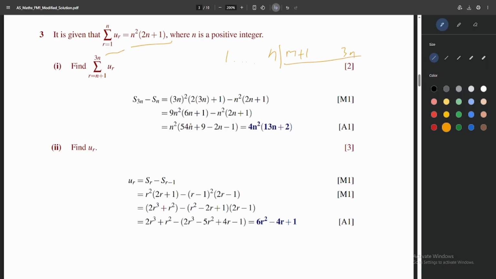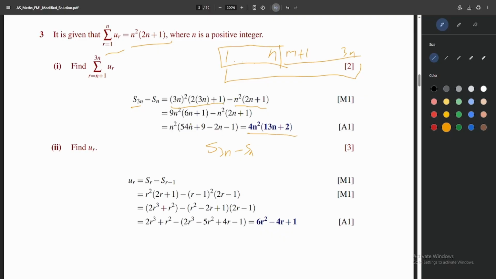It's very straightforward. We just take the sum till 3n, so all the sums from here to here, and then simply subtract this part. In other words, S3n minus Sn. So that's what we do here. We simply input 3n into the equation to get this. So this is S3n and this is Sn, and then we subtract and we finally get this.